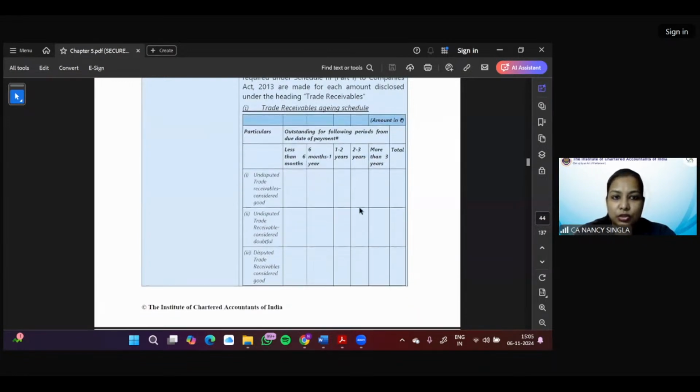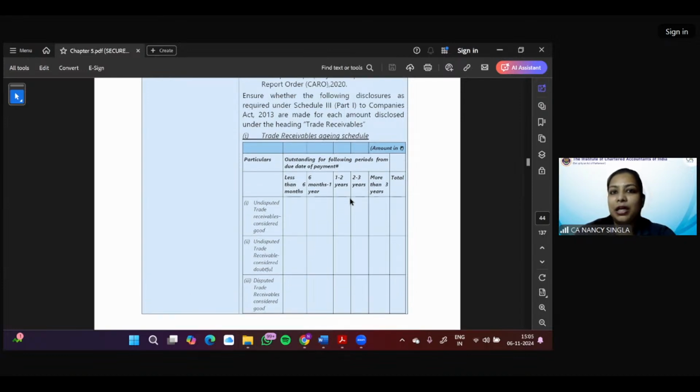So what are the disclosure requirements? You may get a direct 3-mark or 4-mark question on what are the reporting requirements with respect to the trade receivable ageing schedule. So this table you will have to make. The company is required to make the following disclosure. What is the responsibility of the auditor? We will examine whether such disclosure as required by Schedule 3, Part 1 to the Companies Act has been made by the company or not.